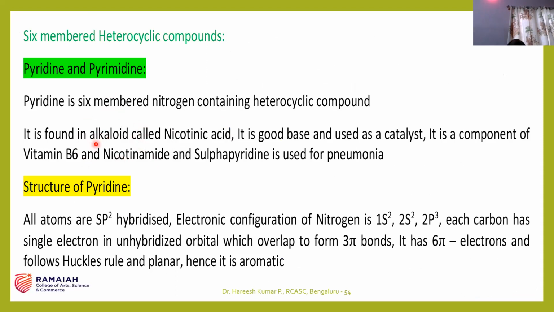So where is it all found? It is found in alkaloids. This is the importance and application in biological systems. It is found in nicotinamide and niacin. It's also called niacin. And it is a good base. It is used as a catalyst, and it is a component of vitamin B6. That's the thing you need to remember. It's also in sulfapyridine, which is used in pneumonia. These are also applications of pyridine in biological systems.